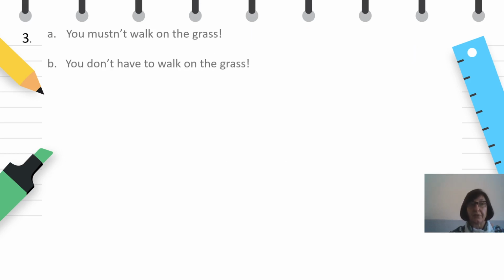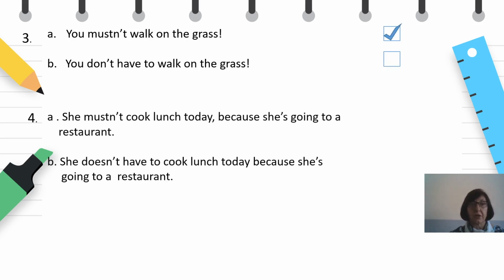Pair number 3. You mustn't walk on the grass. Or, you don't have to walk on the grass. What do you think, students? The right choice is: you mustn't walk on the grass. Pair number 4. She mustn't cook lunch today because she's going to a restaurant. Or B, she doesn't have to cook lunch today because she's going to a restaurant. The correct sentence is: she doesn't have to cook lunch today because she's going to a restaurant.